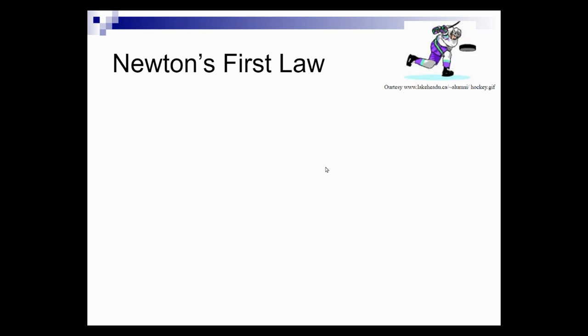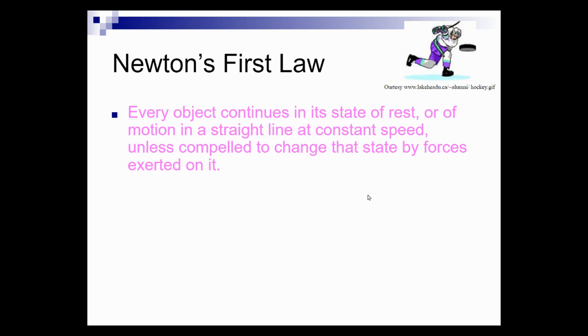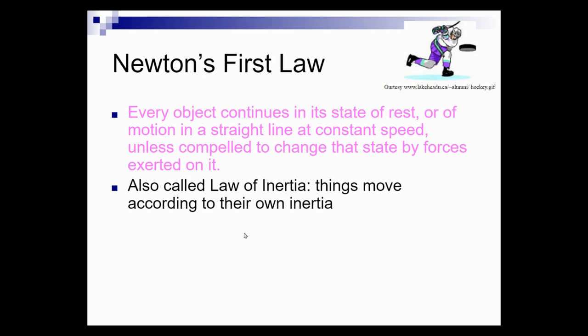Newton's first law just says that every object wants to continue in the state that it's in: continue in a state of rest, or in a state of motion in a straight line at a constant speed, unless it's compelled to change by the forces exerted on it. This is also called the law of inertia. Things move according to their own inertia, and objects want to keep doing what they're already doing.